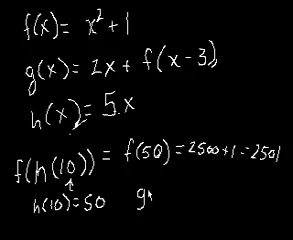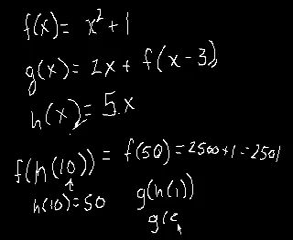What is g of h of 1? Well, we take h of 1. H of 1 is 5, so this is equal to g of 5. And g of 5, we just replace a 5 here, so g of 5 is equal to 2 times 5 plus f of 5 minus 3, right? We just take wherever we saw an x, we replace it with a 5.